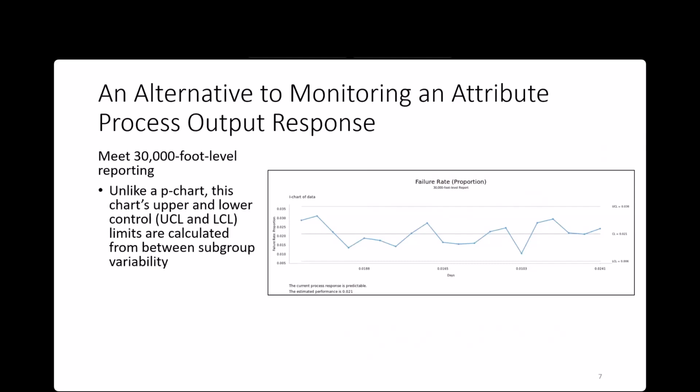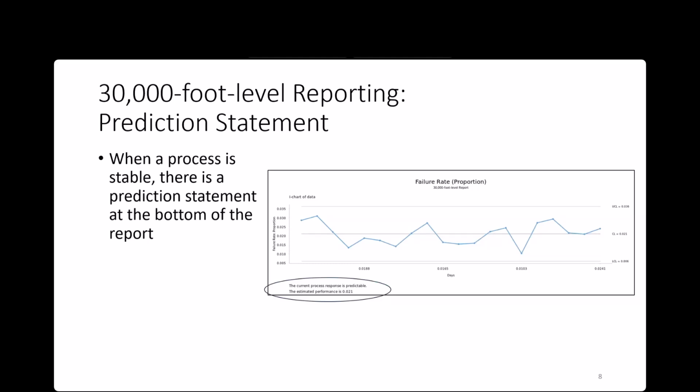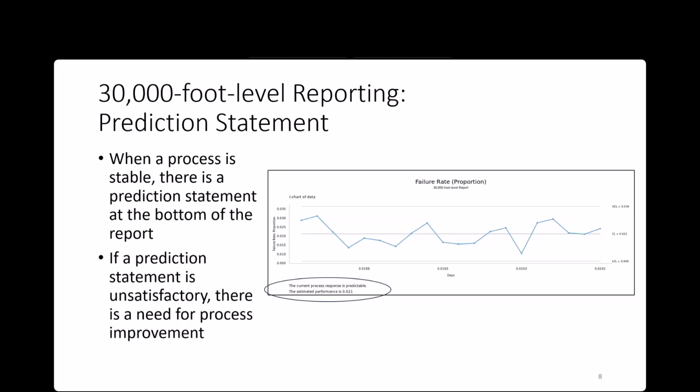Unlike a P-chart, this upper and lower control limit are calculated from between subgroup variability. That is, 3 times the chart sampling standard deviation. Now this is a big deal, which I'll discuss more later. When a process is stable, there's a prediction statement at the bottom of the report for 30,000-foot level reporting. If a prediction statement is unsatisfactory, there's a need for process improvement.